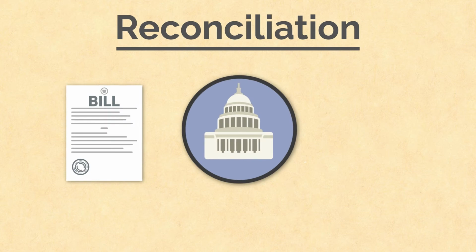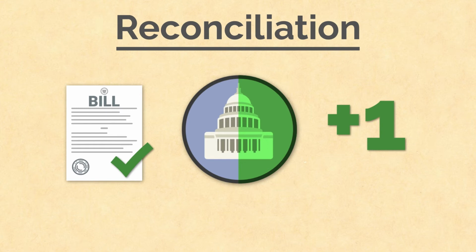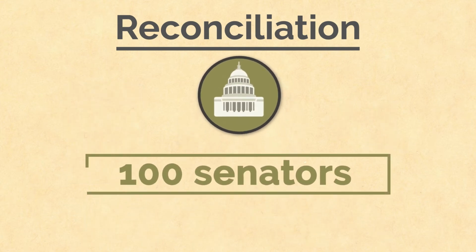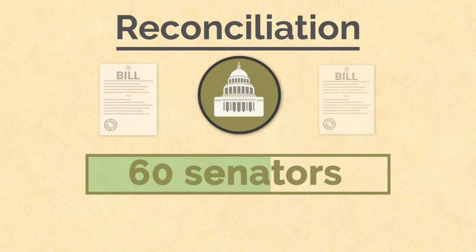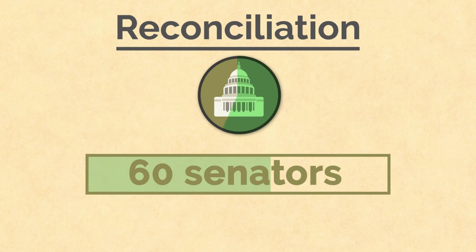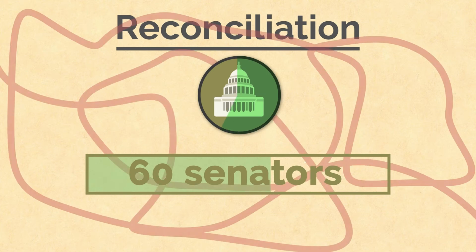Reconciliation. For a bill to pass the House, it has to get at least half of the votes plus one. It is harder to pass bills in the Senate. In the Senate, there are 100 senators, and at least 60 of them have to vote in order for a bill to pass. That means that more than half of the senators all have to agree.